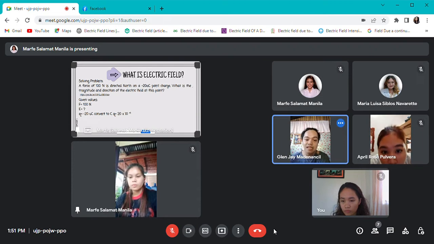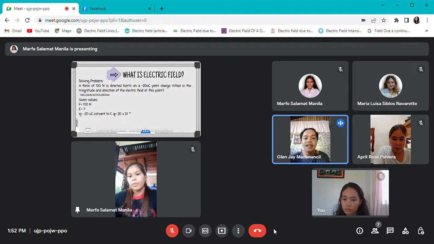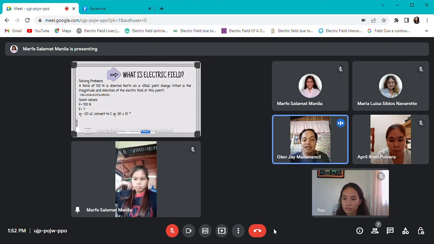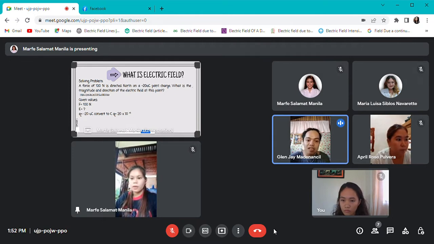But since it is in microcoulomb, the SI unit or the standard international unit of measurement that we use for charge is coulomb, so we are going to convert that. Same lang pag-convert. The negative 20 times 1 times 10 raised to the power of negative 6 coulomb. So 20 times 10 raised to the power of negative 6 coulomb.